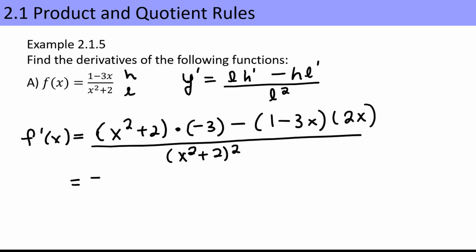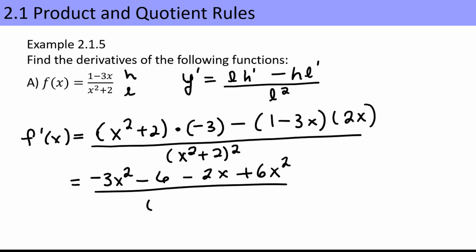So let's see, negative 3 times x squared. Negative 3 times 2 would still just be a negative, but 6. And then for the second term, we need to distribute the 2x and the negative. So we'll have minus 2x. Negative and negative will give us a plus. 3 times 2 is 6. x times x is x squared. And the denominator is still x squared plus 2, quantity squared.